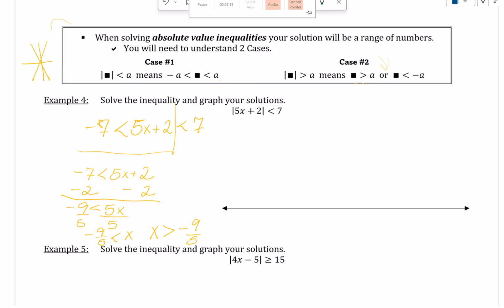And then we have our second part of the equation. So 5x plus 2 is less than 7. Subtract 2. 5x is less than 5. Divide by 5. X is less than 1. So two situations, x has to be less than 1 and greater than -9/5. -9/5 equals -1 and 4/5, so almost to -2. So I'm going to put in -2.